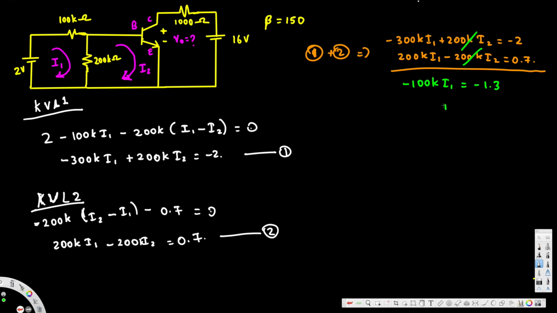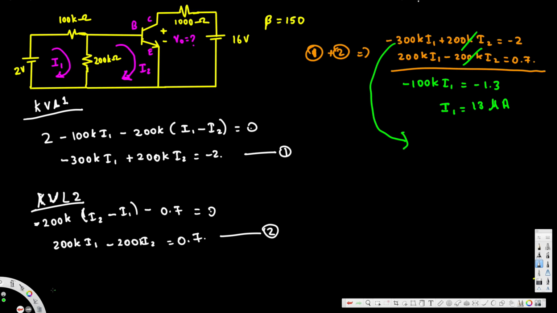So I1, I2 cancel, so if we solve for I1, we are going to end up with 13 microampere. Okay, now we have solved for I1. Now the next thing is we have to solve for I2. To solve for I2, we can plug it in one of these equations. Let's plug it in this equation.